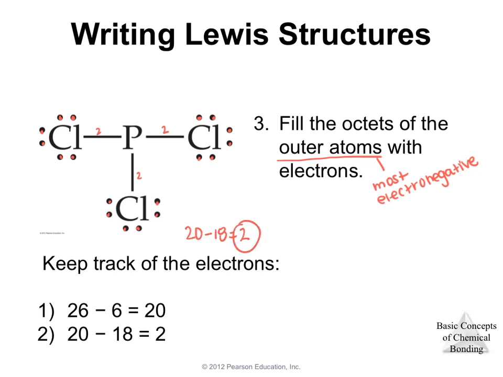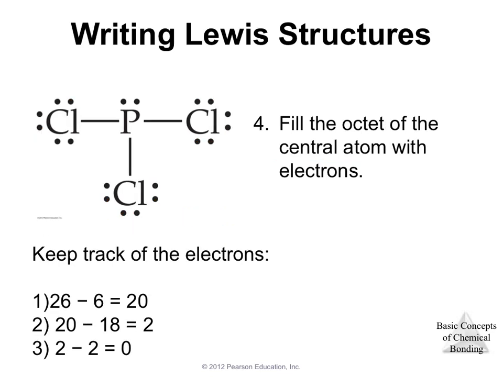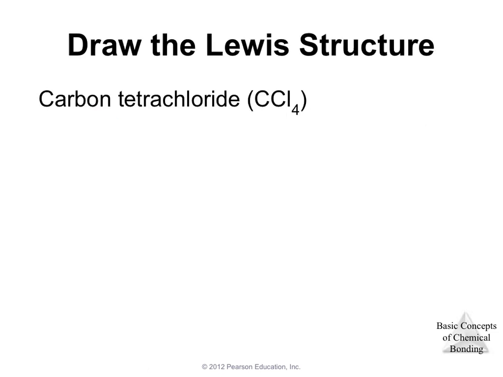After you fill the outer octets, if you have electrons left, you're going to fill the octet of the central atom with those electrons. So I'm going to put those 2 on my phosphorus. And now phosphorus has 2, 4, 6, 8. So everyone is happy, and I've used all 26 of my electrons. Down here was my count. This was my bonds. These are my chlorine, and then these ones were on my phosphorus. So the goal would be to have everyone's octet filled and have all of those electrons taken care of.